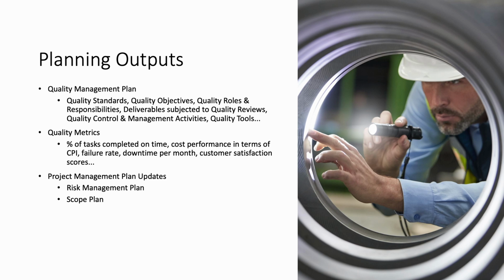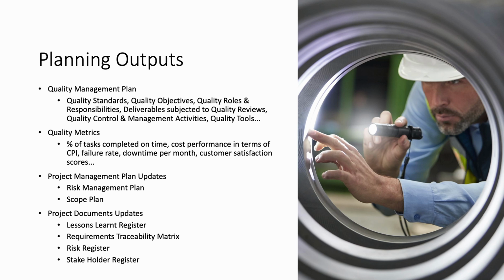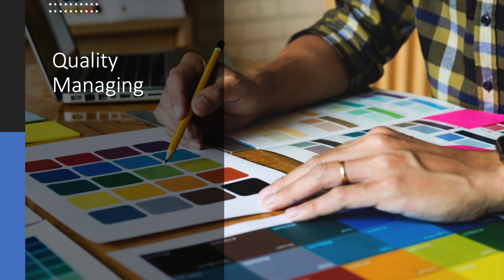The third one is to update the project management plan if needed, especially its risk management plan and scope baseline. Lastly, some other project documents can also be updated, such as the lessons learned register, requirements traceability matrix, risk register, and stakeholder register.